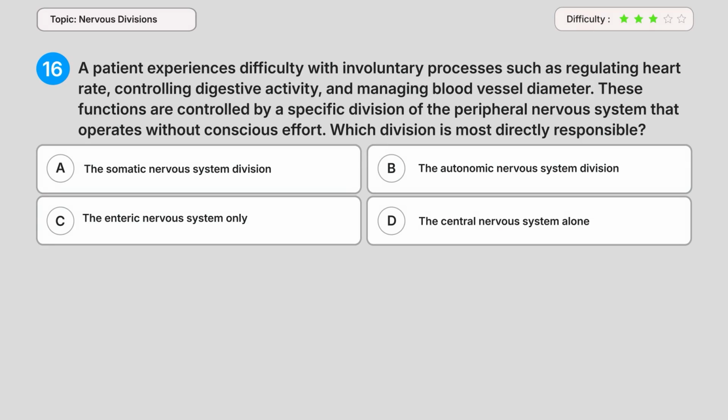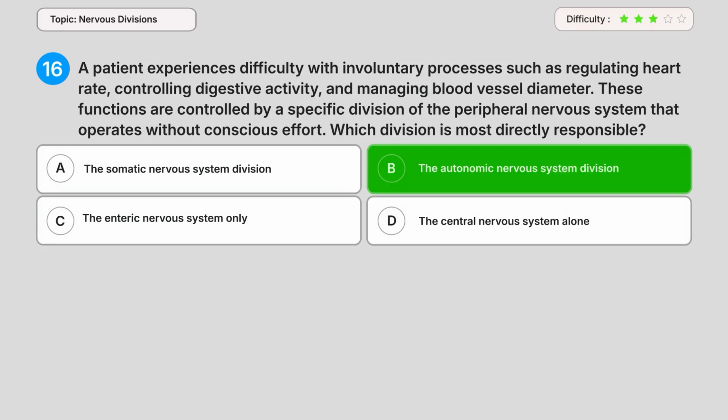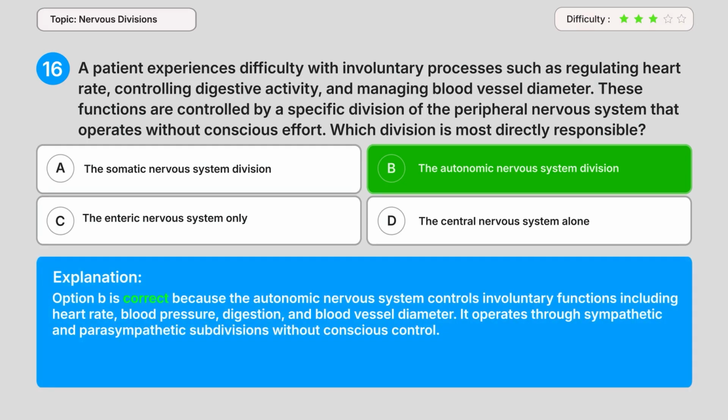Correct answer, B, the autonomic nervous system division. Explanation. Option B is correct because the autonomic nervous system controls involuntary functions, including heart rate, blood pressure, digestion, and blood vessel diameter. It operates through sympathetic and parasympathetic subdivisions without conscious control.